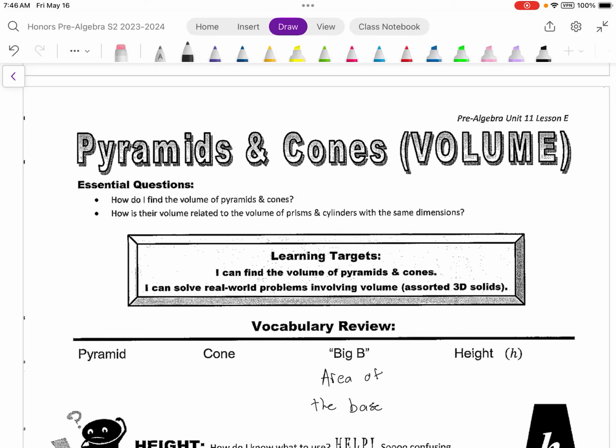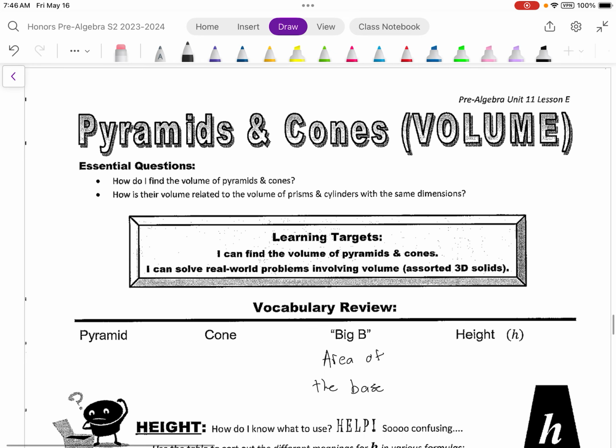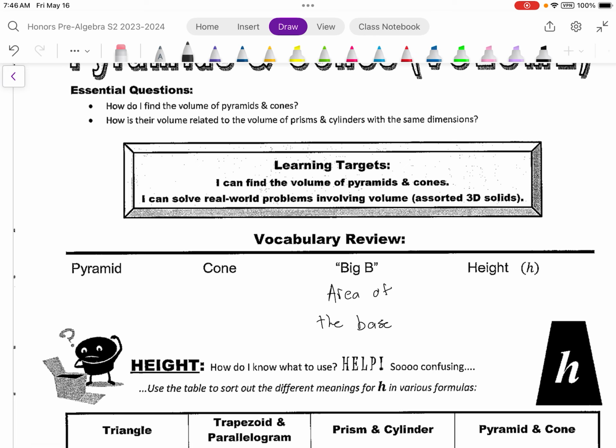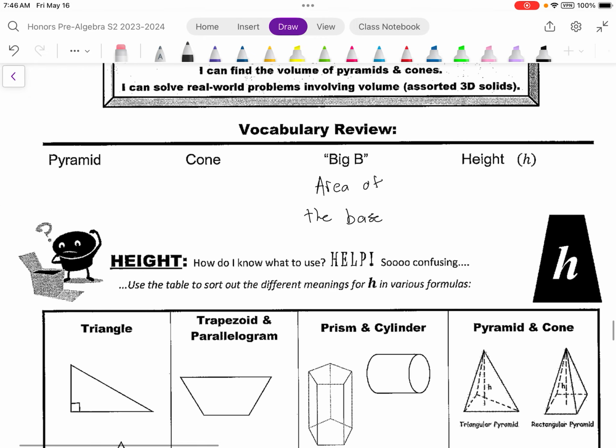Good morning, everybody. Welcome to our second part of the notes, which is going to be over pyramids and cones, some more volume. Our learning targets are, I can find the volume of cones and pyramids, and I can solve real-world problems involving volume.